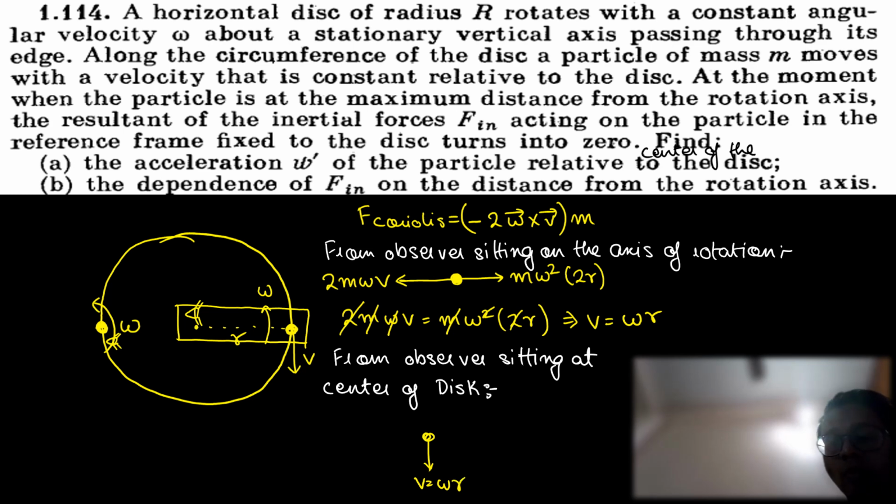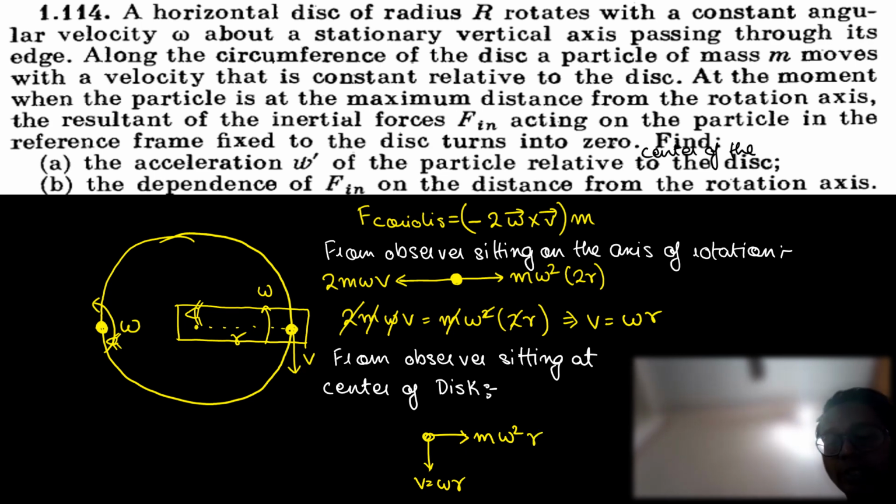Okay, what is the centrifugal force acting on the particle? m omega square r. Now the twist comes out here. Should we take r or 2r? According to this observer, the particle is rotating with omega, and the distance between the particle and the observer is only r. So out here we take r.